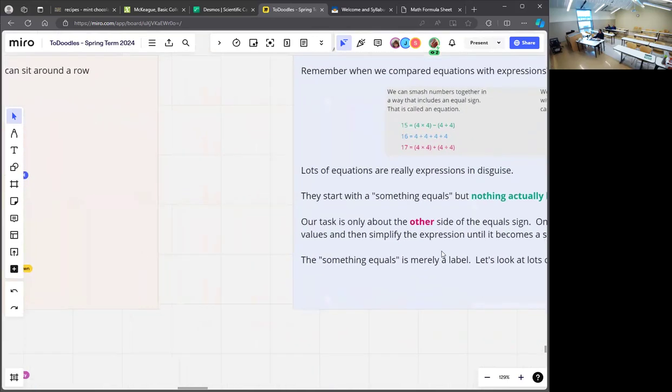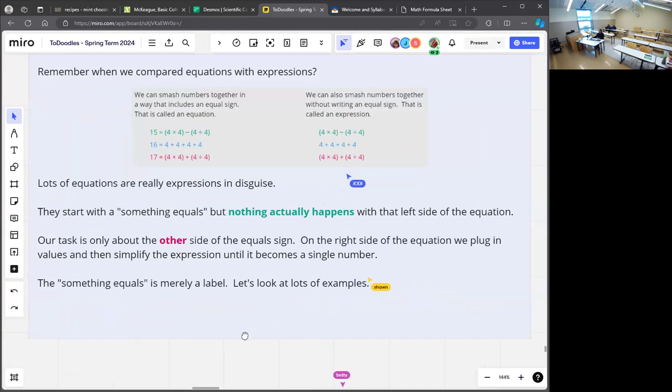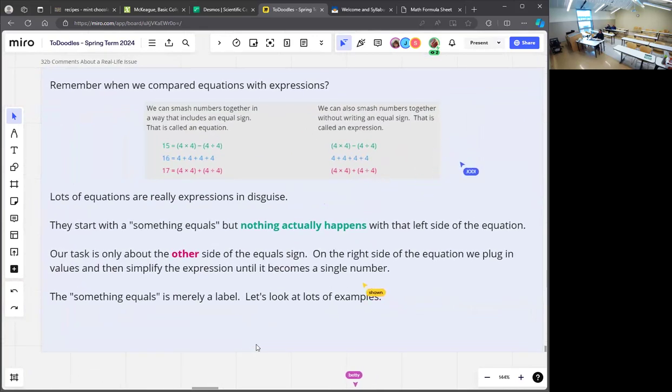Okay, remember when we compared equations and expressions? We said that something is named an equation if it has an equal sign in it. And if we don't have an equal sign, then we call it an expression. And terms and PEMDAS was a way to take expressions and keep swooshing the things together until it was just one number.